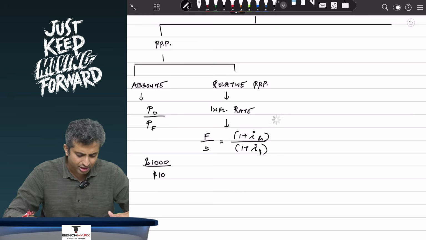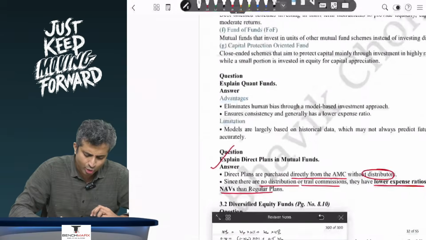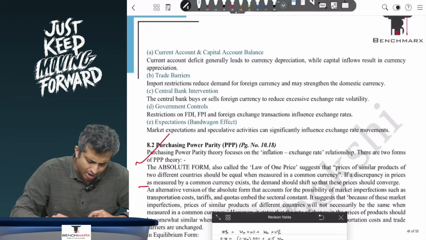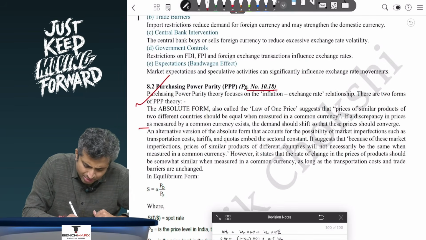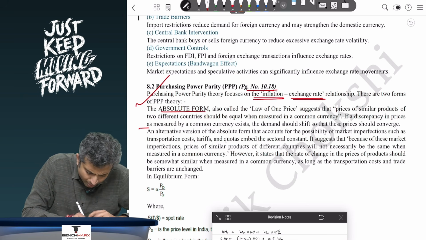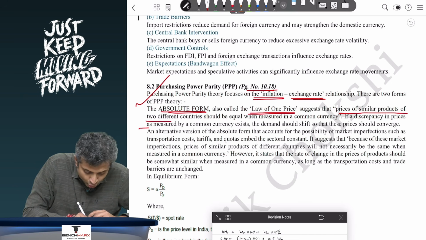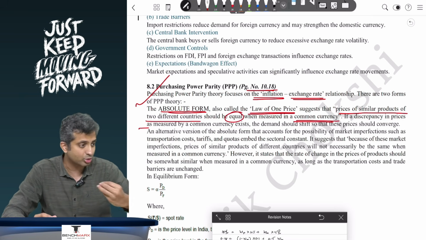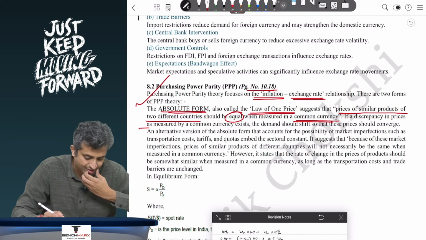Sir, over here, let us look at a particular numerical, and on similar lines there is a question as well. When I look at purchasing power parity, this is from 10.18 of your study material. Purchasing power parity focuses on the inflation and exchange rate relationship. There are two forms. One is the absolute form, the law of one price, which suggests the price of similar products of two different countries should be equal when measured in a common currency. So they should cost you effectively the same. The difference is just due to the different currencies.